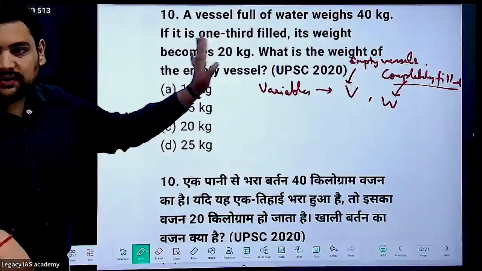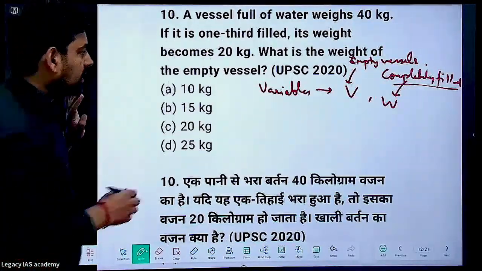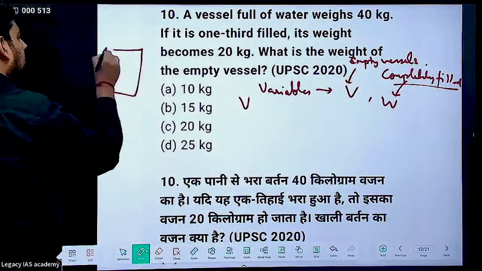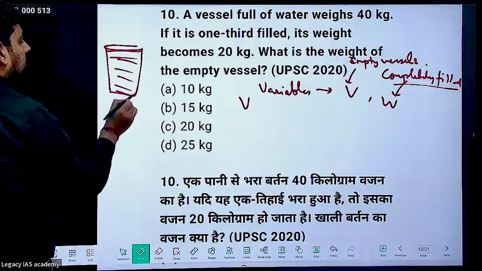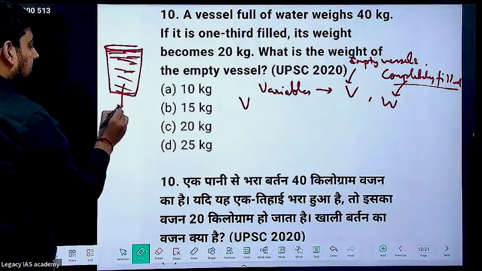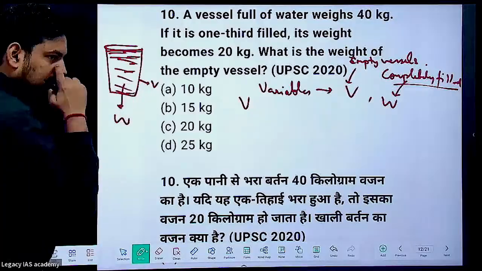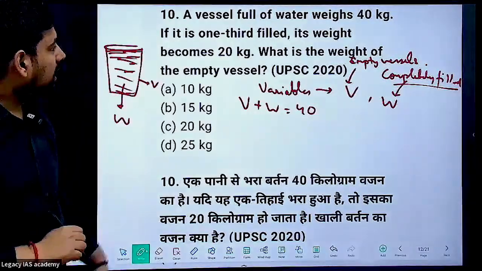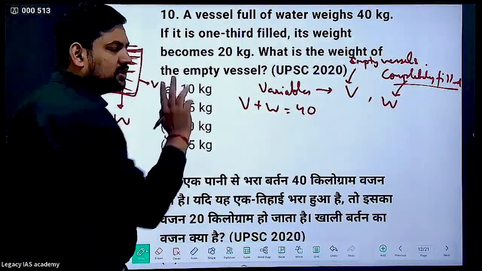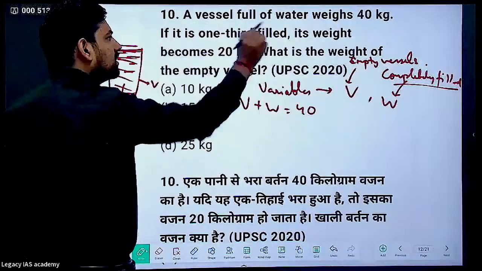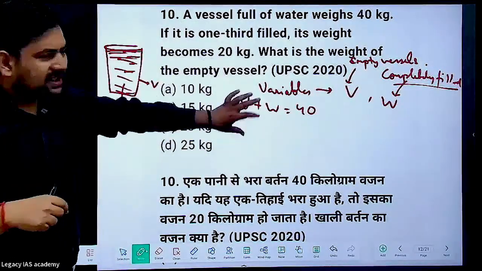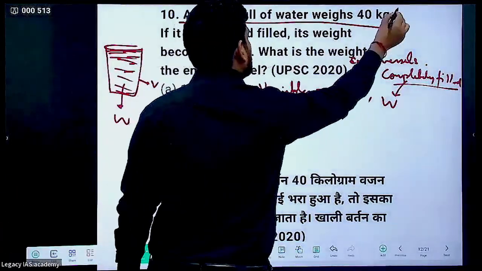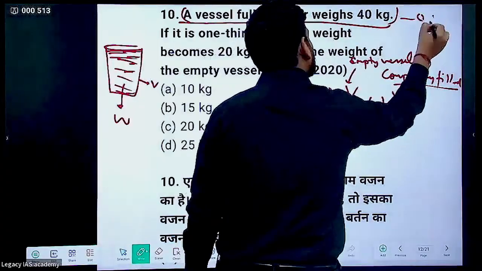Now, if you see this, a vessel full of water weighs 40 kg. That means the vessel is completely filled with water. This completely filled water I have taken as W, the empty vessel I have taken as V. So V plus W is equal to 40. Always there are two scenarios given to you. Once you do this, forget this. Some people are still taking this variable 40 something something. Nothing. This is done. A vessel full of water weighs 40 kg. This is the first equation.